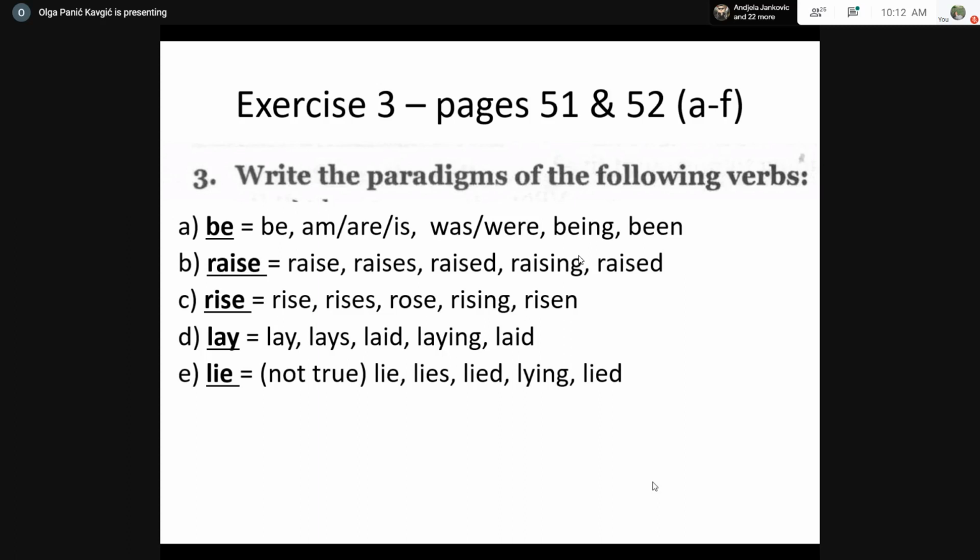And now comes the last form, and this is something different. Lie, lay, and what is the third form? Lane. There you go. So, lie, lies, lay, lying, lane.